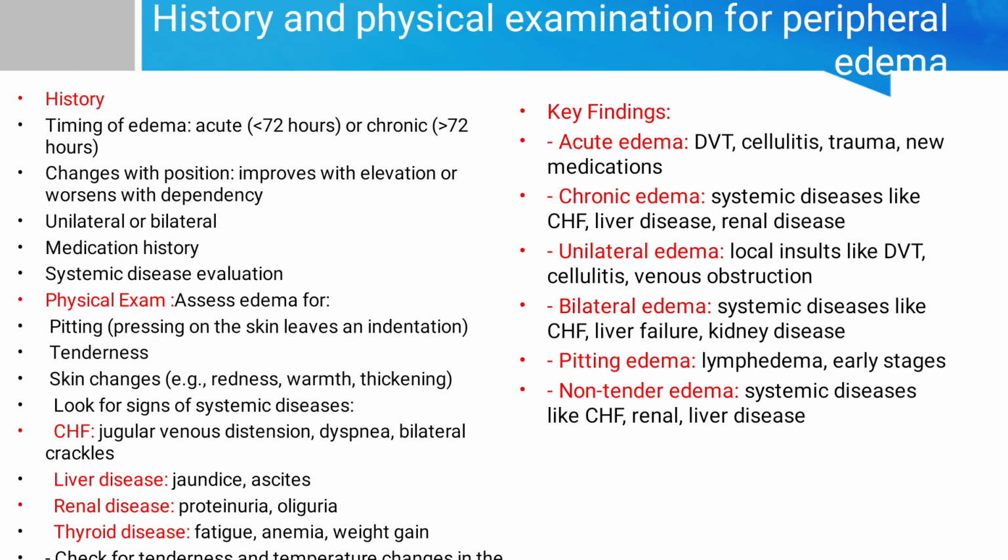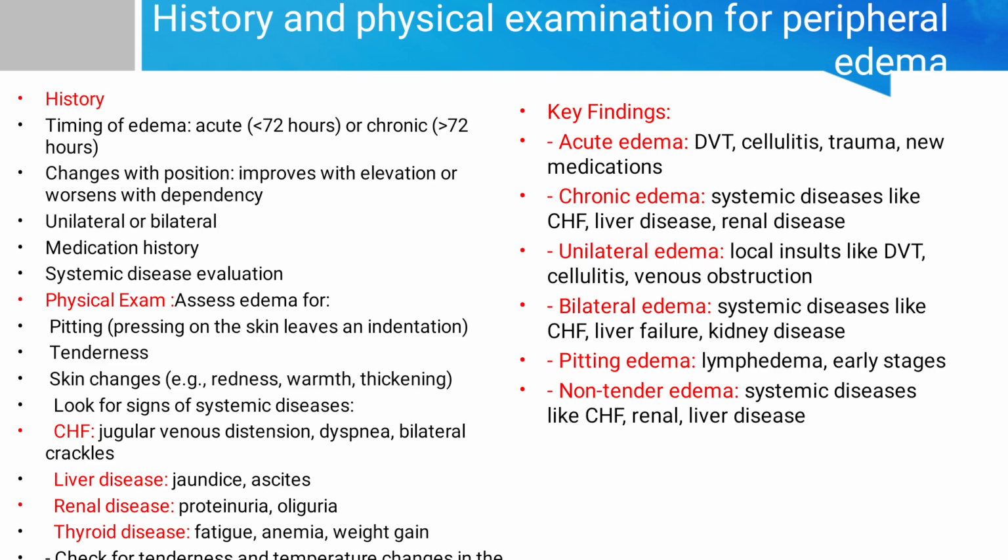Whenever we are examining any patient with peripheral edema, we have to take a proper history and do the physical examination. In the history, we have to assess the timing of the edema, whether it is acute or chronic. Acute is if it is of less than 72 hours duration, and chronic is more than 72 hours duration. Whether it changes with position, improves with elevation, or worsens with dependency, whether it is unilateral or bilateral, we have to take a proper medication history and also evaluate whether other systems are involved with the peripheral edema or not.